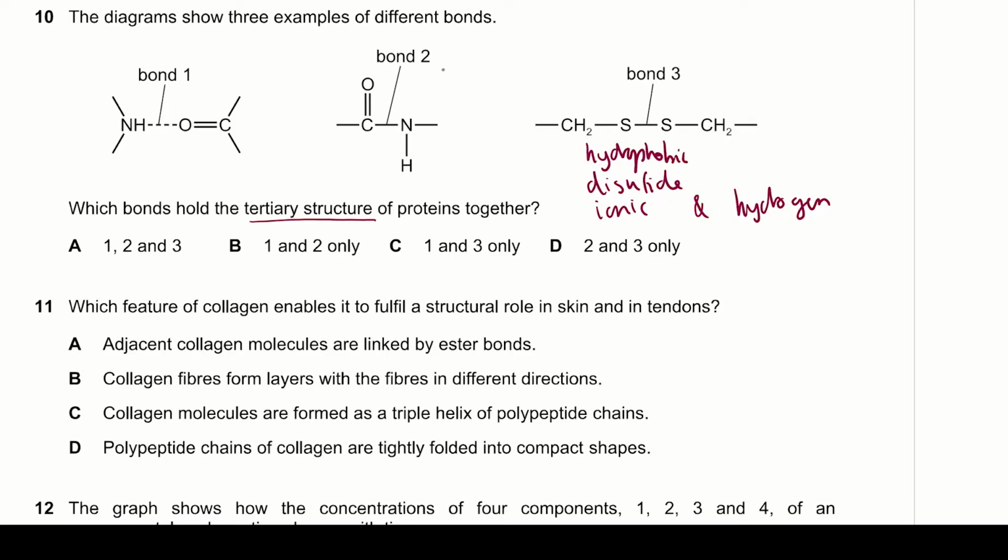2 is incorrect for this question because it only specifies the bonds in the tertiary structure, and this is a peptide bond. It is present in all structures, but here it's only specifying tertiary. So this is incorrect. For bond 1, this is correct because this is an ionic bond, formed by charged amine and carboxylic acid groups. So this is correct. And for bond 3, you can see here sulfur and sulfur, so it forms a disulfide strong covalent bond. This is also correct. The answer is going to be C.